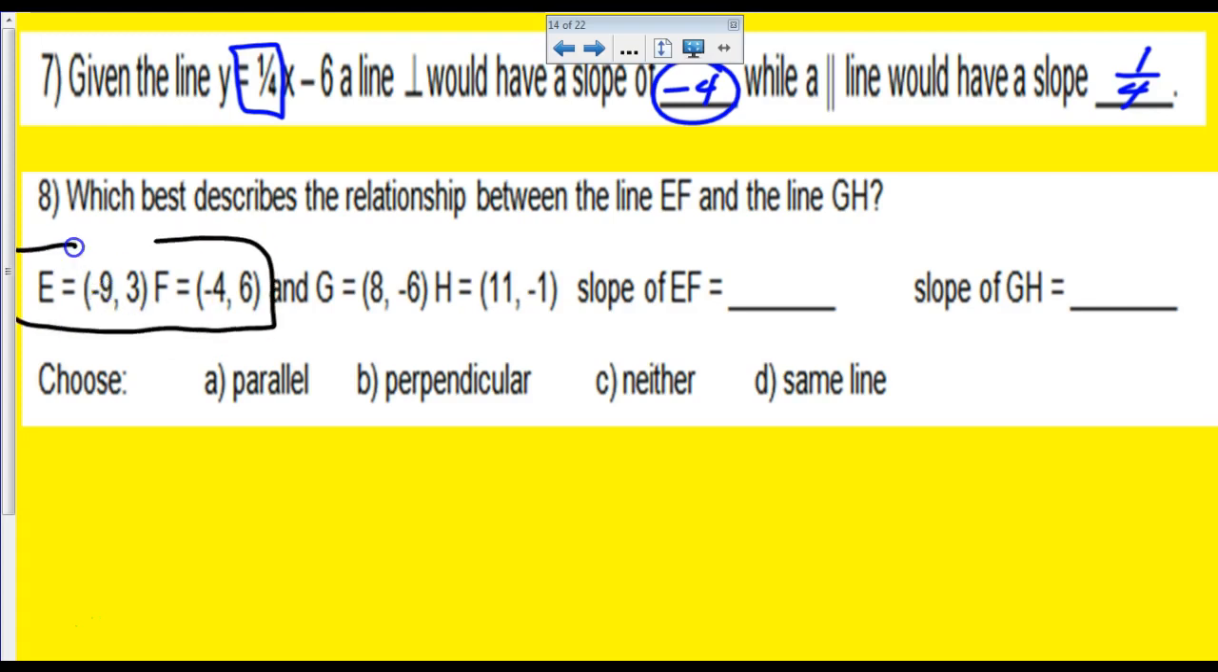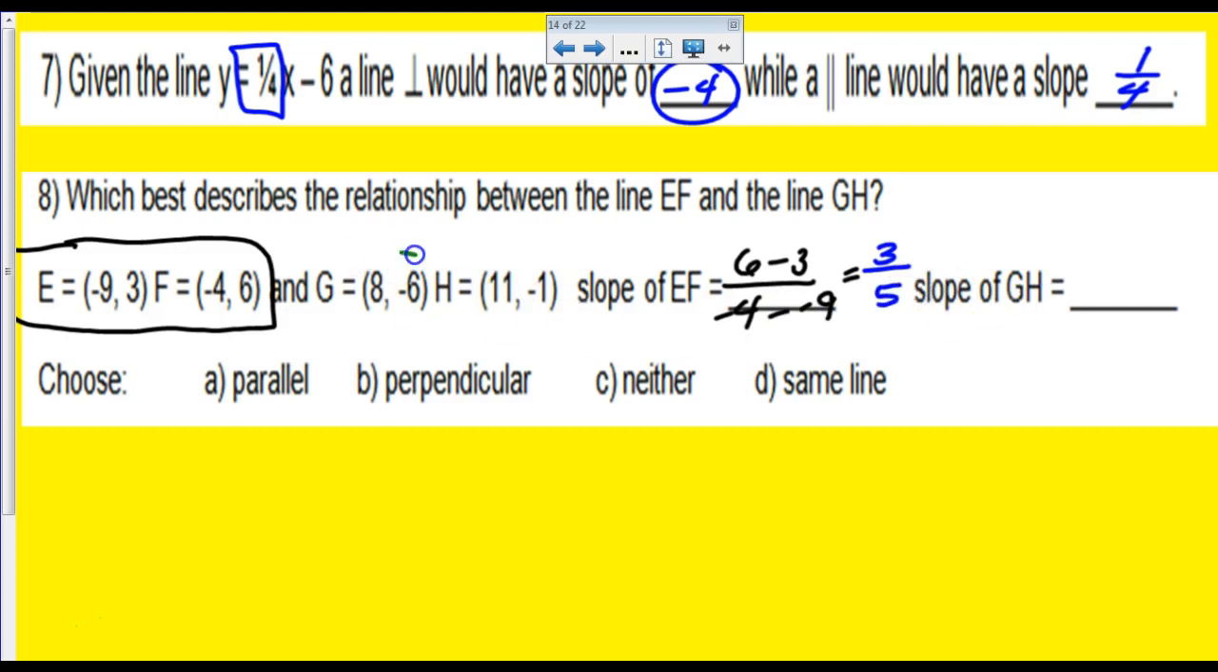So let's find the slope between EF. Slope would be change in y over change in x. So I'm going to do 6 minus 3 over -4 minus, careful, -9. Usually when mistakes happen here, it's this double negative issue. So 6 minus 3 is 3 over, that becomes a plus, 3 over 5.